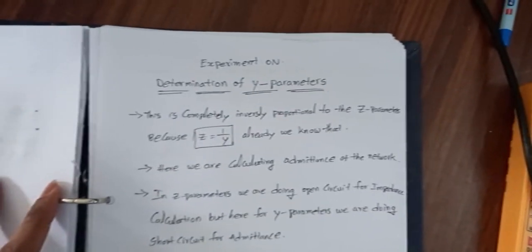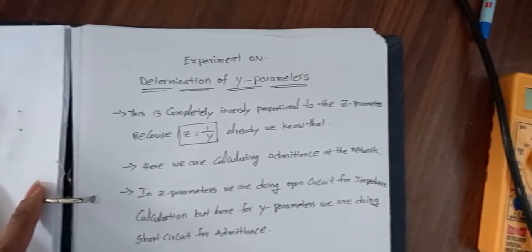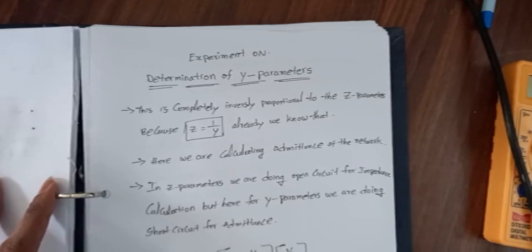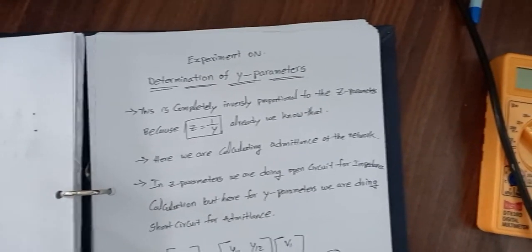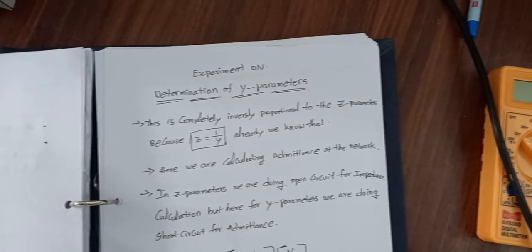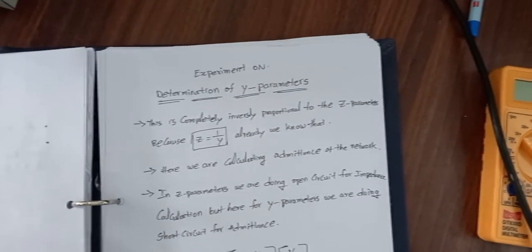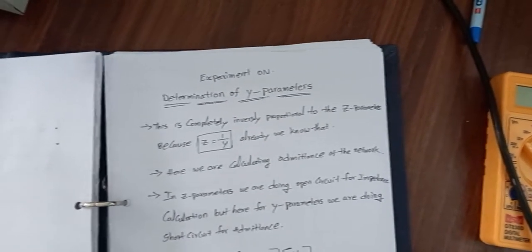Our next experiment is the determination of Y parameters. Y parameters, in the sense, admittance parameters. This one is completely opposite of Z parameters, because Y equals 1 by Z. So these two are inversely proportional.